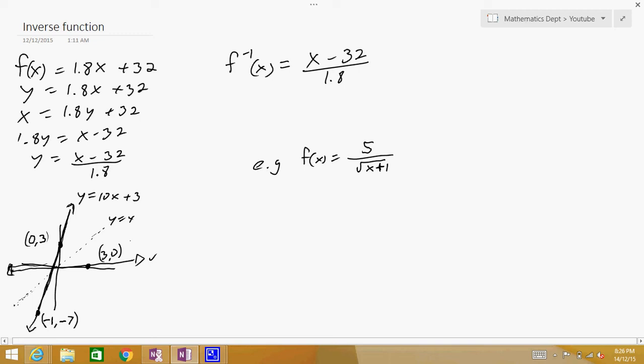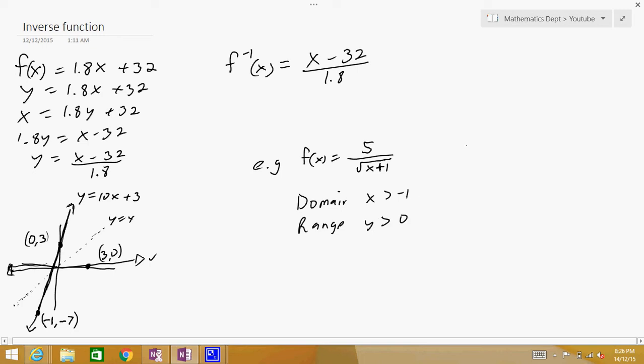Other things to note: if we've got the function f of x equals 5 over the square root of x plus 1, the domain for this is x is greater than negative 1, and the range for this is y is greater than 0.